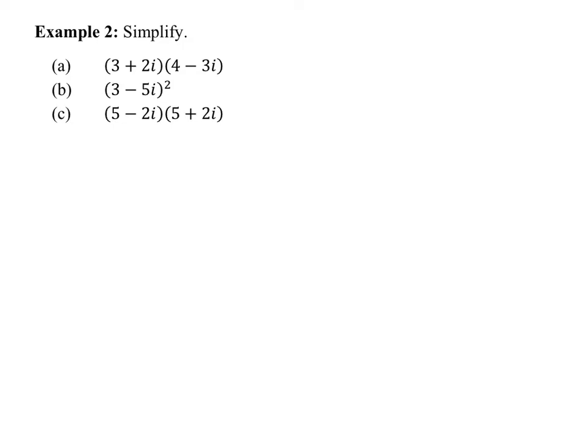Yeah, distribute. Okay, so FOIL the first one, please. Let's FOIL out the first one here. I'm going to distribute this. I'm going to get 12. Outer is going to give me negative 9i. Inner is going to give me positive 8i. And last will give me negative 6i squared.